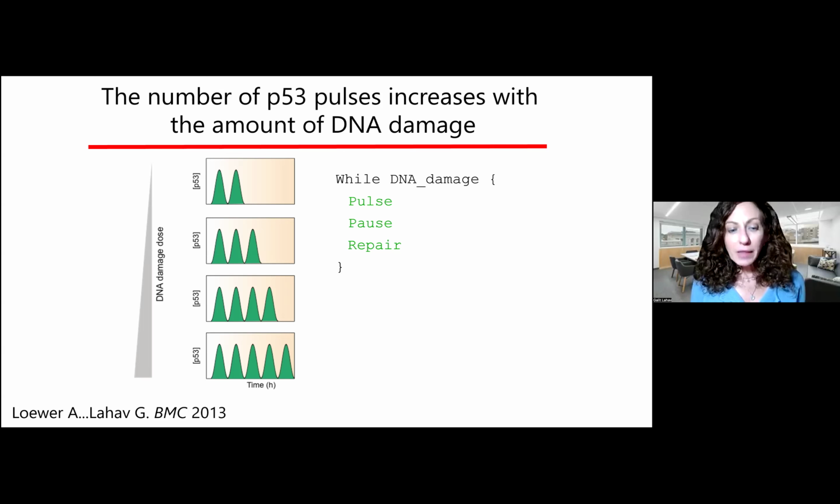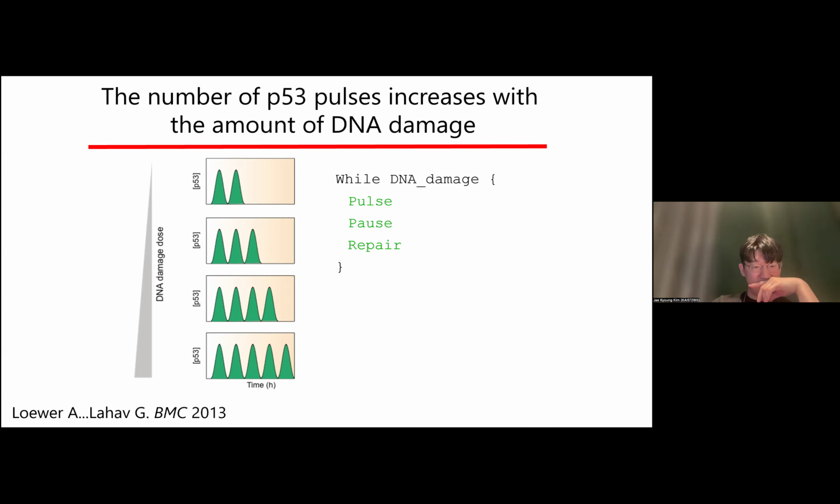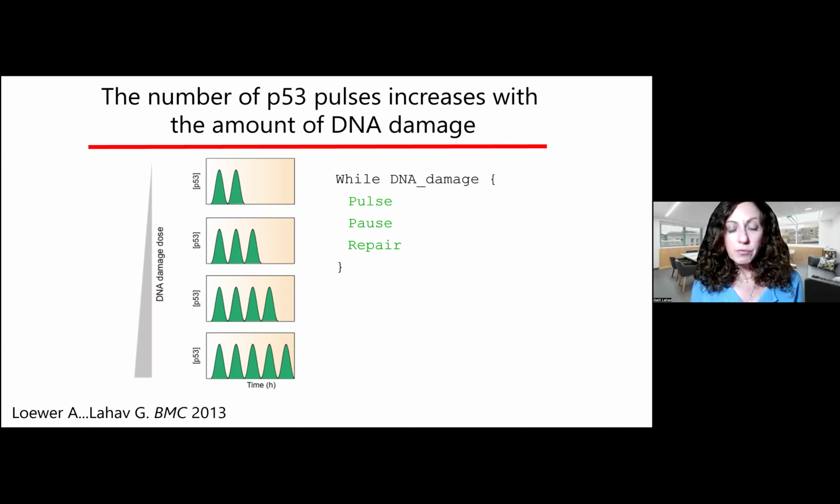We also found that the period of p53 oscillations is extremely robust, right? It's about 5.5 hours, and it's fixed across different doses. It is fixed across cells. It's fixed across different cell types. It's very robust, but the amplitude is quite noisy.